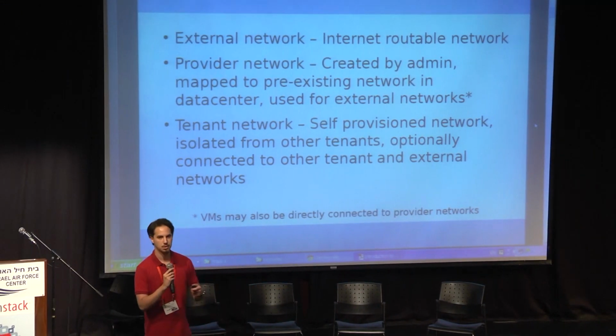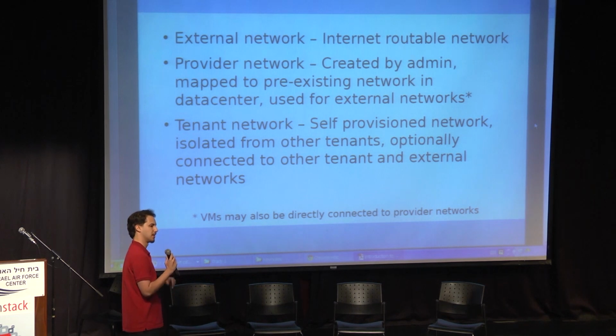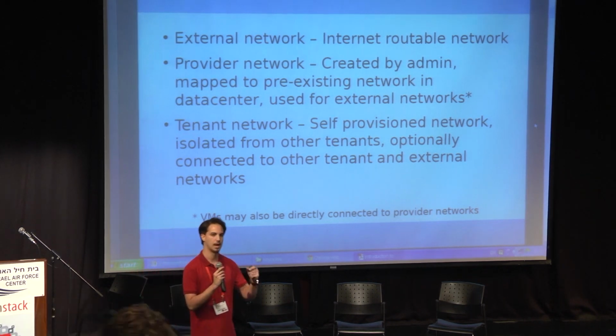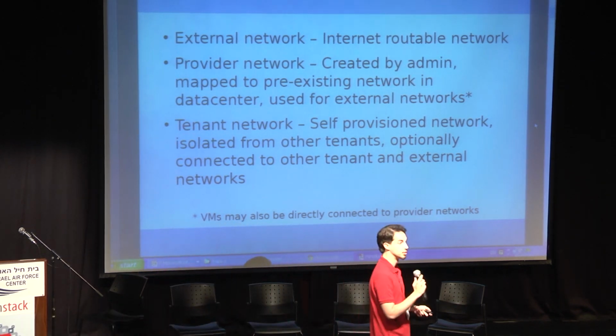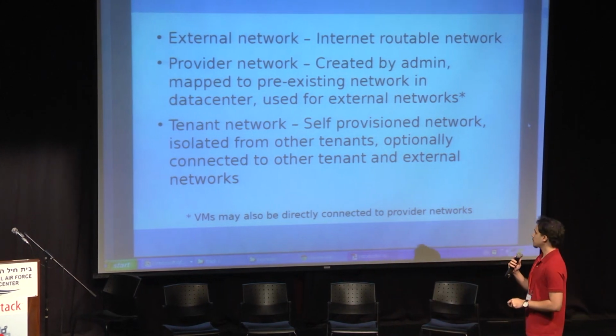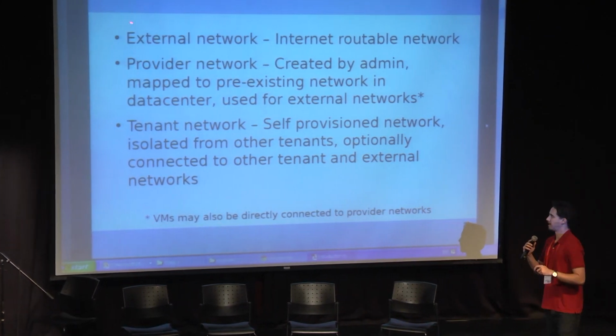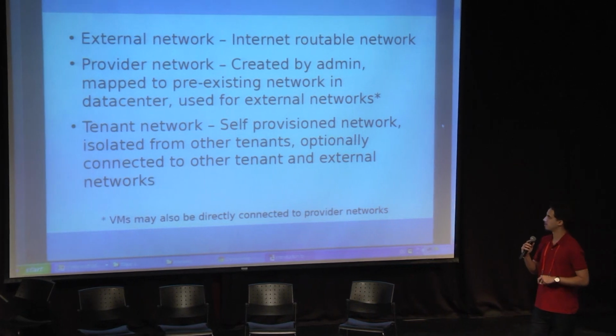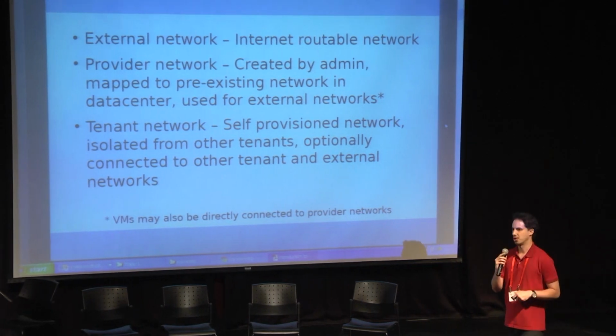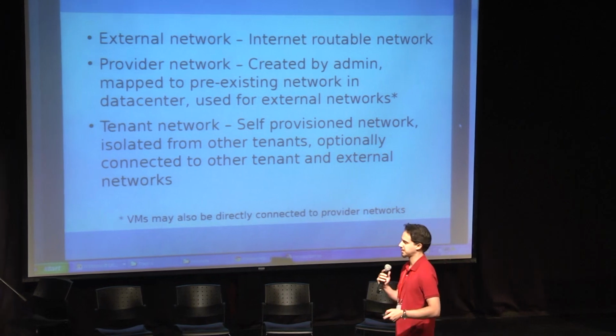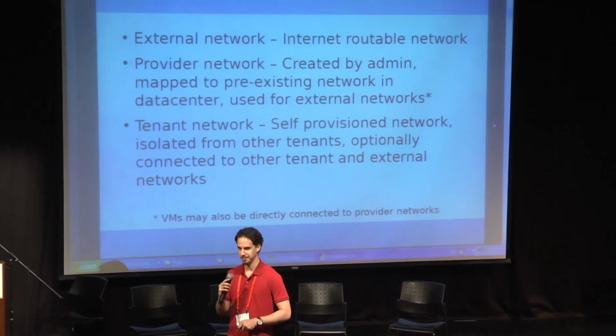Apart from our models or our API, we've got different types of networks, right? We talked about the network. A network can be realized in very different ways. So I'll go in the reverse order, or top to bottom. So you've got external networks. External networks are basically networks that have internet connectivity.